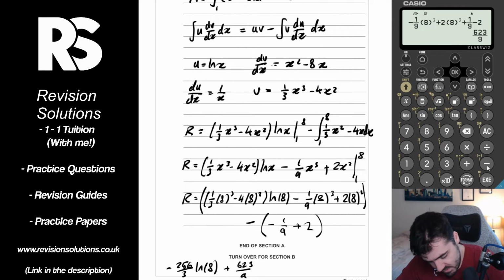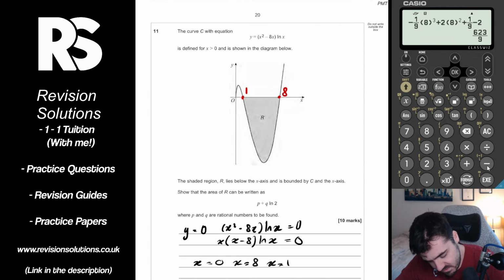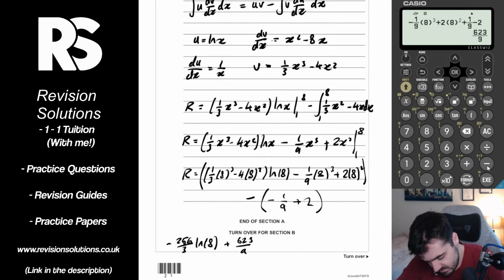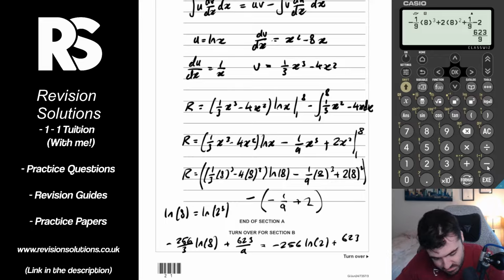Okay, and then it's not quite in the right form. They asked it in the form of ln 2. Well, you'll notice ln 8 is a ln of 2 cubed. So we can bring that 3 down and multiply this all by 3. That would be minus 256 ln 2 plus 623 over 9.